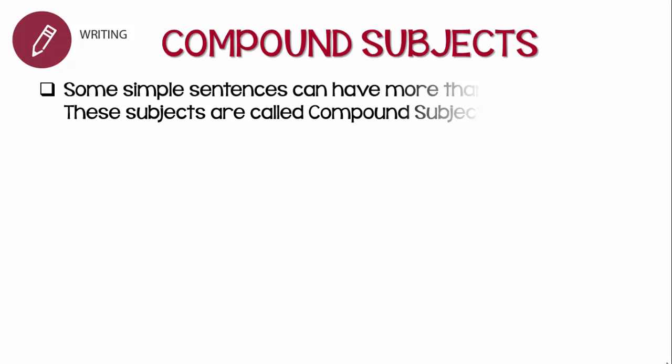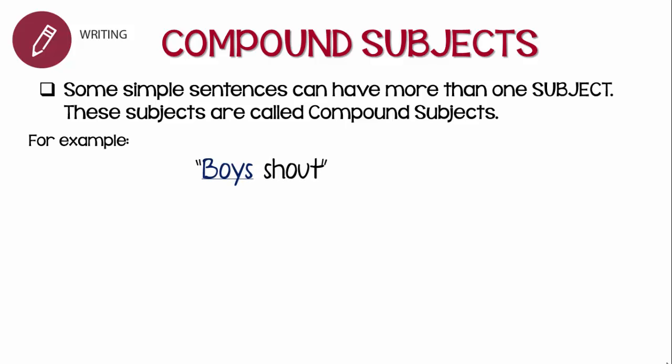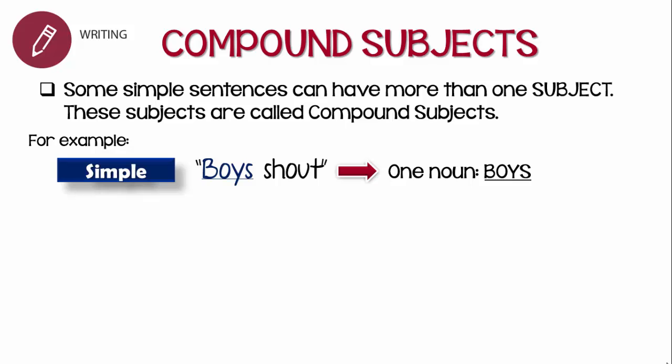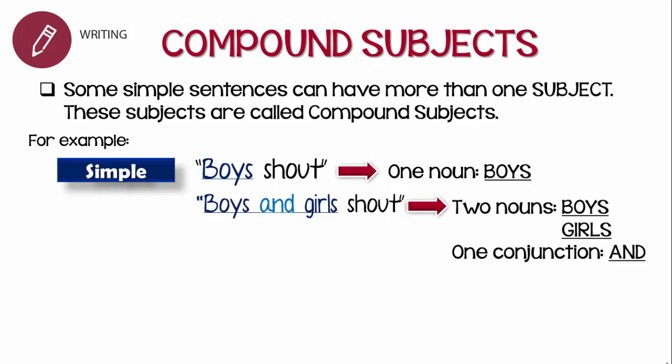Compound subjects. Some simple sentences can have more than one subject. These subjects are called compound subjects. For example, boys shout has only one noun, which is boys, so it's a simple subject. Boys and girls shout has two nouns, boys and girls, and one conjunction, and. So this is an example of a compound subject.